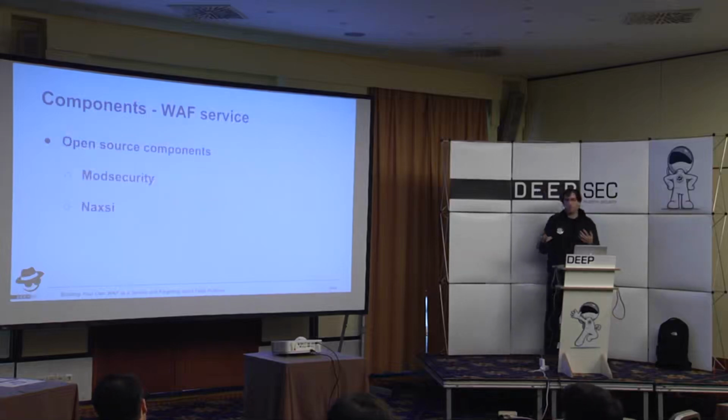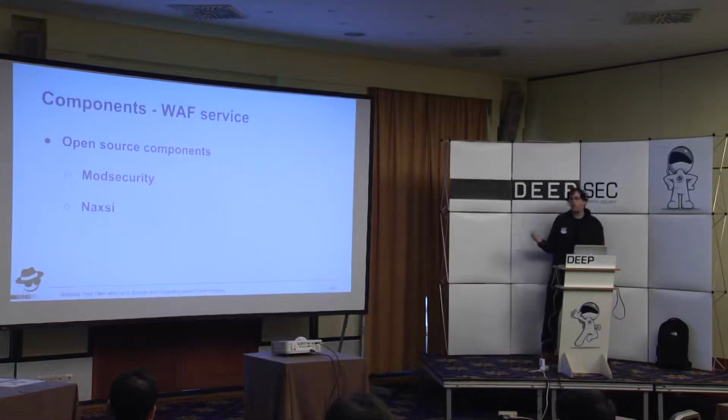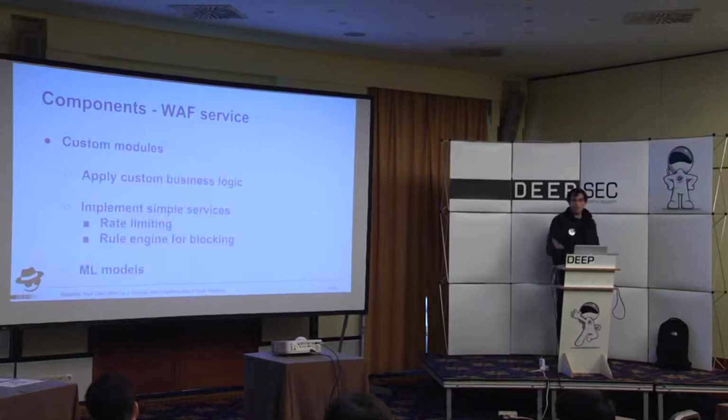So I will explain a bit what I mean by different components. Let's say, for example, that you have your WAF API, and you want to start adding some normal web application controls from open source components. There are two very common open source web application firewalls, which are Naxsi and ModSecurity. In this case, I'm using ModSecurity. But you can just pick one of those, or both.